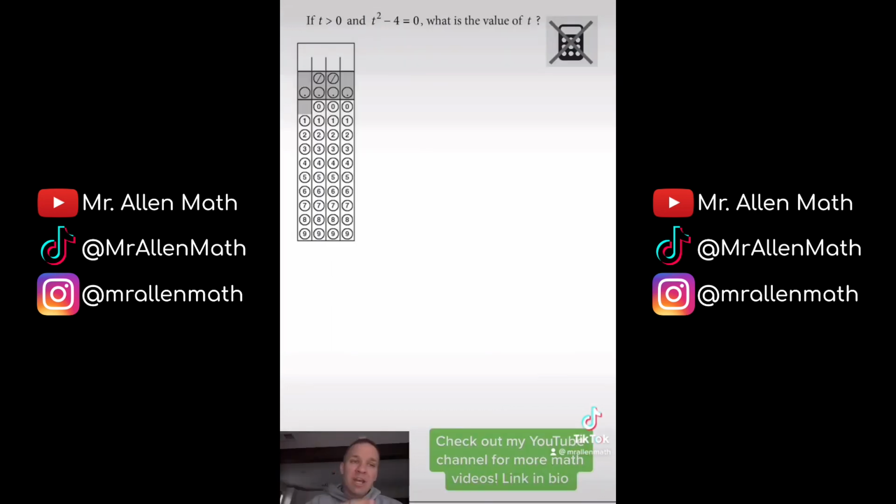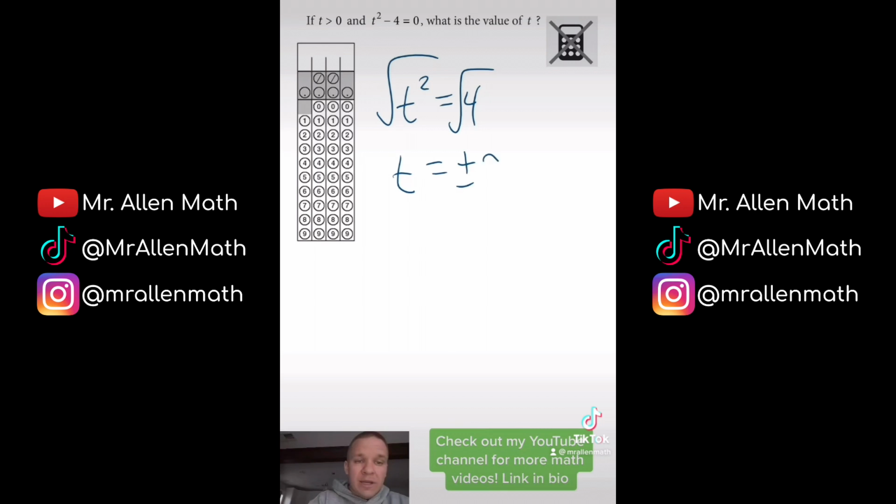If t is greater than 0 and t squared minus 4 equals 0, what is the value of t? Well, here I can go ahead and solve for t, and I'm going to get t squared equals 4 after I add 4 to both sides. And now I'm going to square root on both sides, and I'll get t equals plus or minus 2, right? That's the official answer, that t is equal to plus or minus 2.